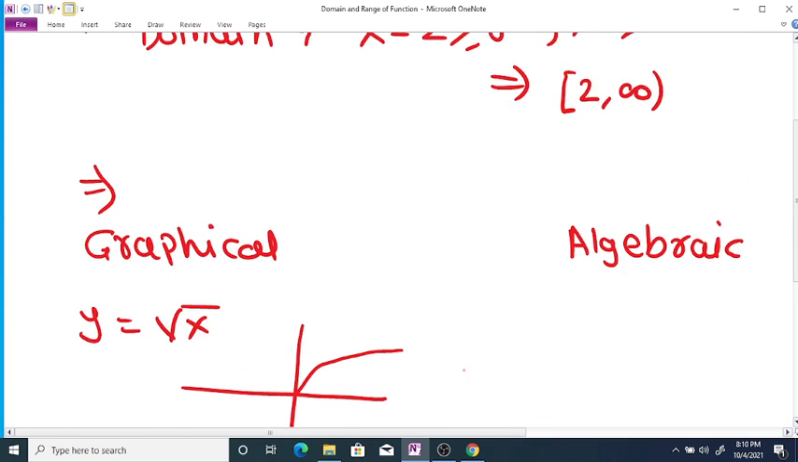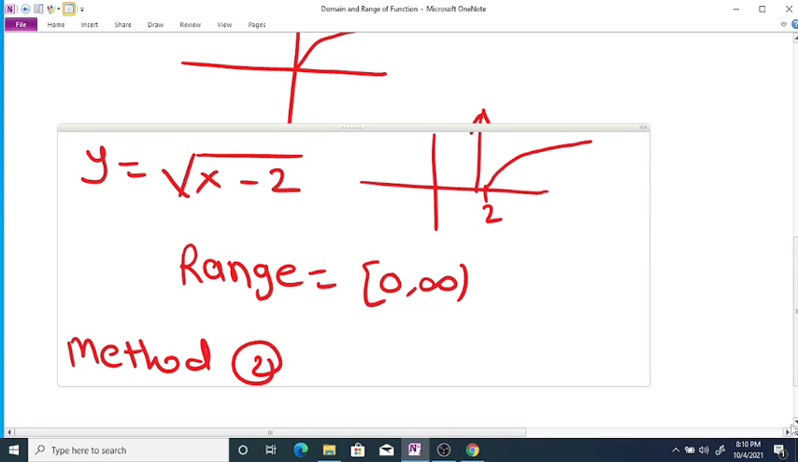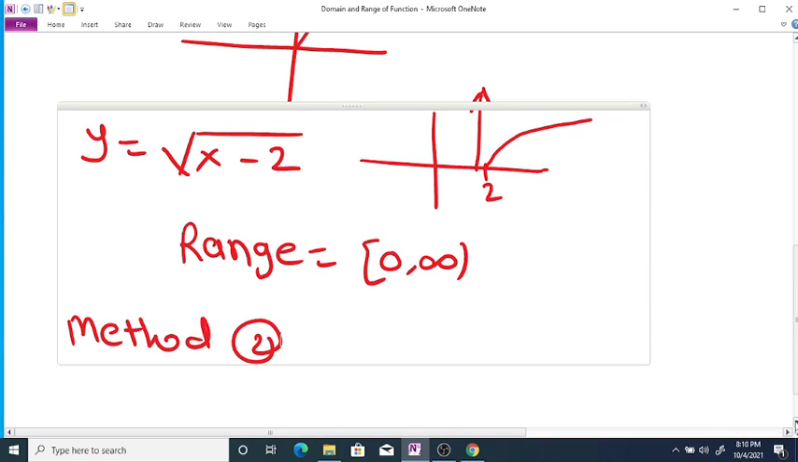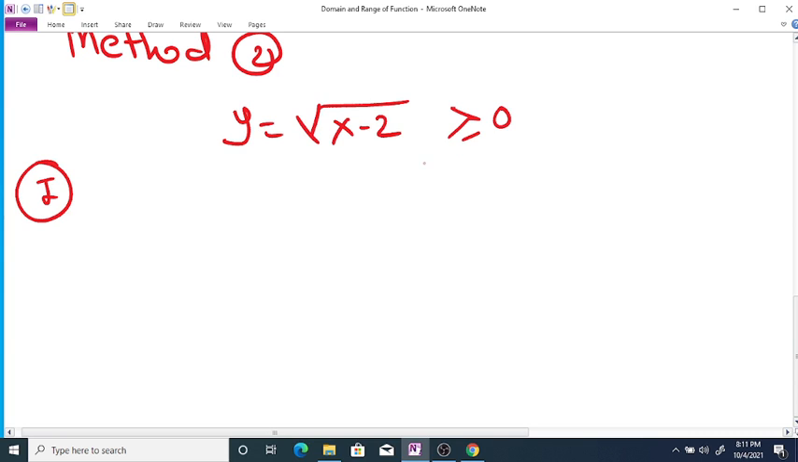Now next you can use the algebraic method also to find the range. Method 2: we can obtain the range of the given function by using the algebraic method. Given y is equal to square root of x minus 2, the first solution is y greater than or equal to 0, since the square root function is always non-negative. So one solution is y greater than or equal to 0.